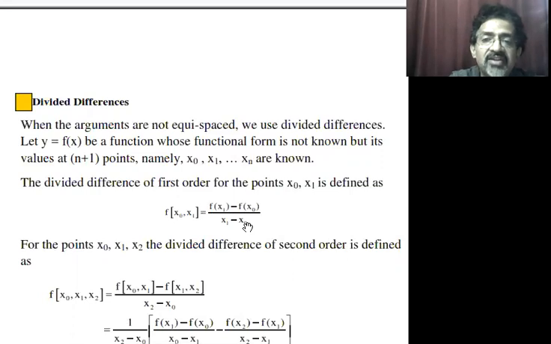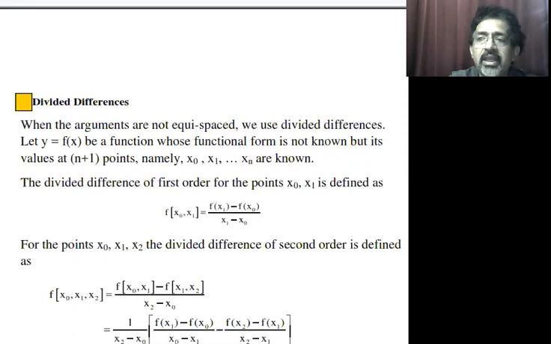Here you can easily observe that f of x1 is y1 and f of x naught is y naught. So it is like y1 minus y naught over x1 minus x naught. Right. So it is like the slope of the line joining x naught, y naught and x1, y1. So f of x naught, x1 is f of x1 minus f of x naught over x1 minus x naught.